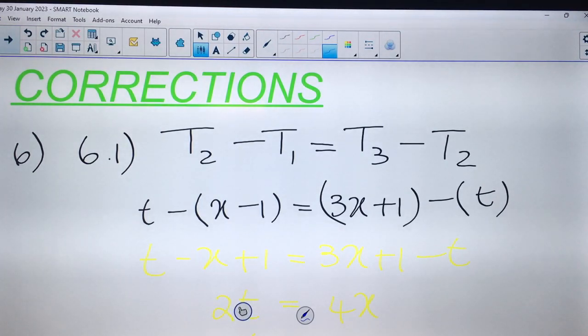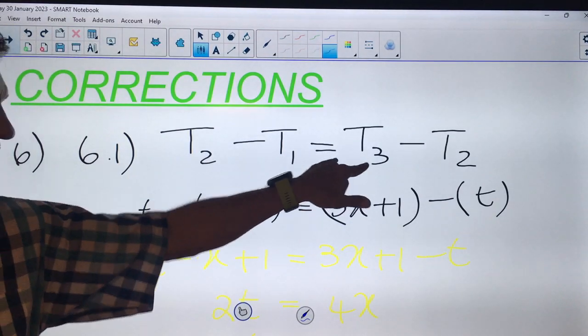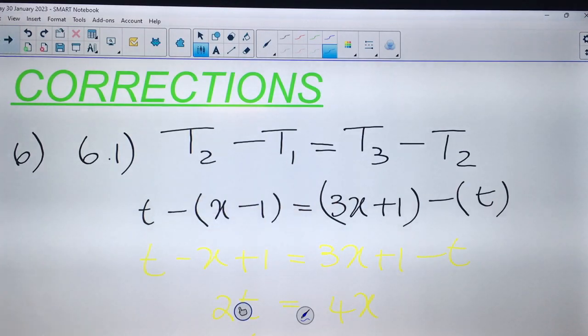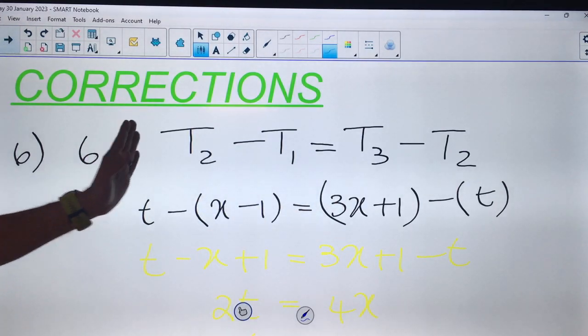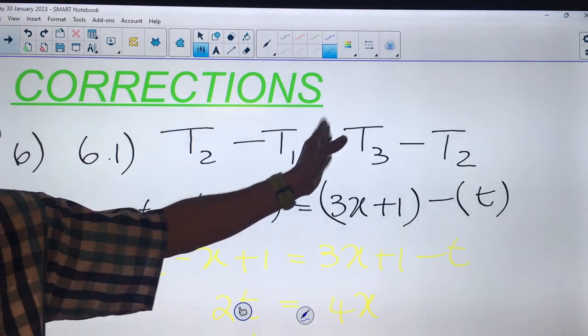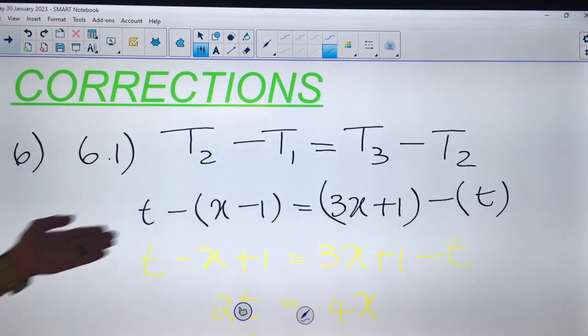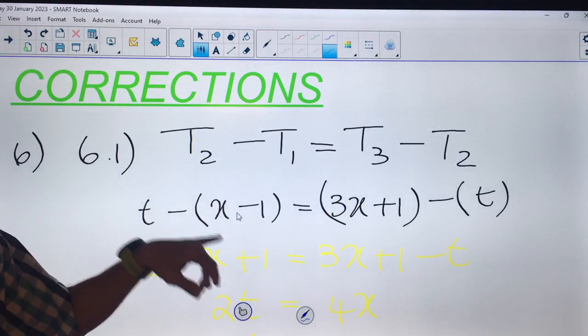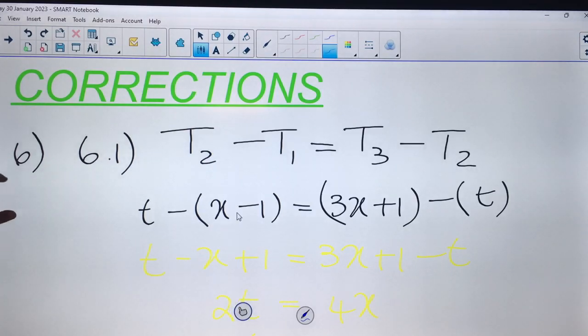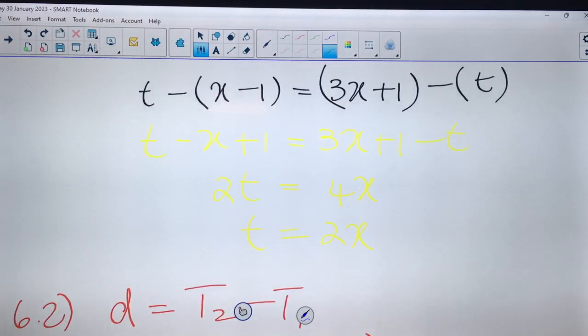So Andrea, what you need to remember here is that we have an AS. And in an AS, the difference between preceding terms will always be the same. That's what we call the constant difference. So it is T2 minus T1, T3 minus T2. And this is what I've done. You just note that you use brackets so that the negative applies to everything. And that will give you the T in the end as 2x that you're supposed to get.